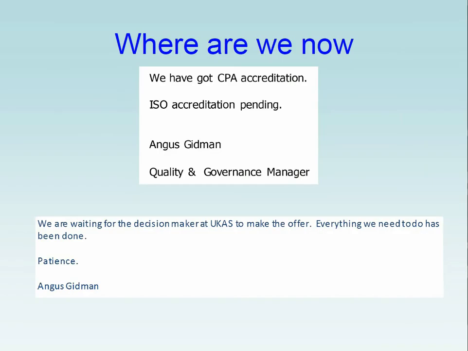We've got CPA accreditation. ISO accreditation is pending. So that's the message I got from the quality manager. And I said, well, surely we did that, we signed off in April, it's now June. And that was his response to my email saying, why aren't we accredited? We are waiting for the decision maker at UKAS to make the offer. Everything we needed to do has been done. Patience.